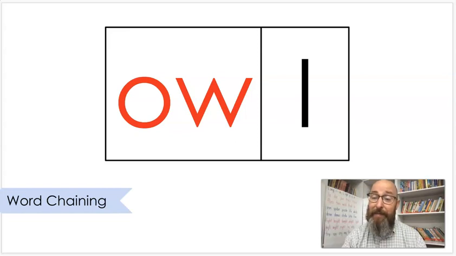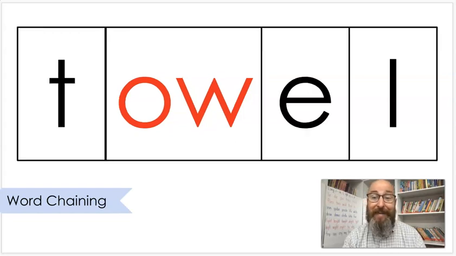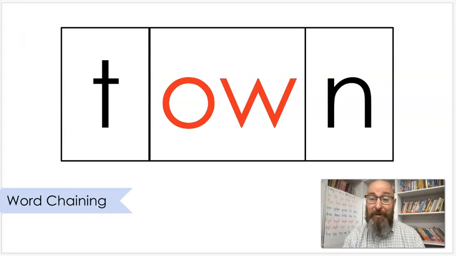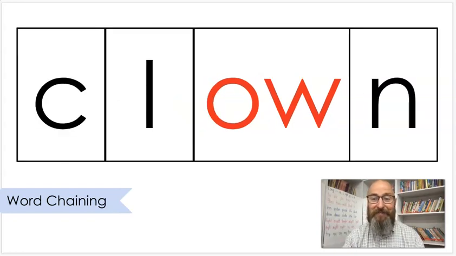Now let's say owl again, but put a T at the beginning. What's my new word? Towel. Say towel again, but let's get rid of the ul and put a N at the end. What's my new word? Town. And this is our last one. Let's get rid of the T and put a kul at the beginning. What's my new word? Clown. Very good. How'd you do on those? Could you figure out what all the new words were?